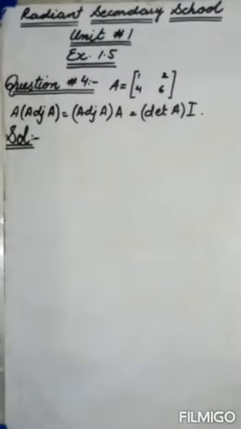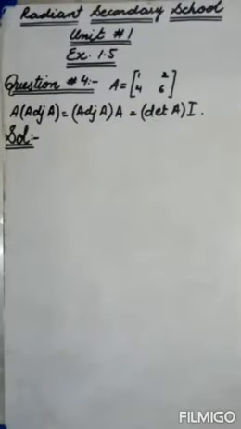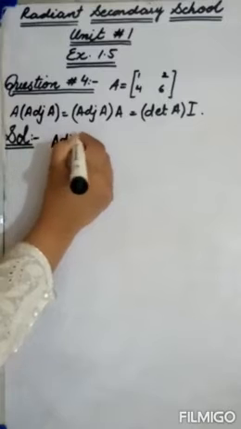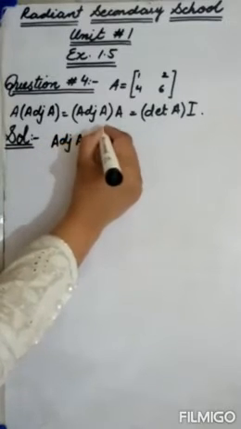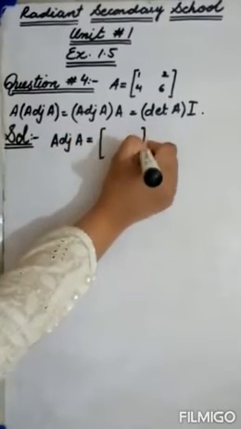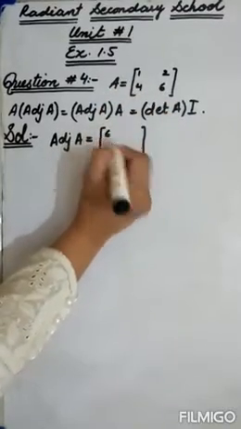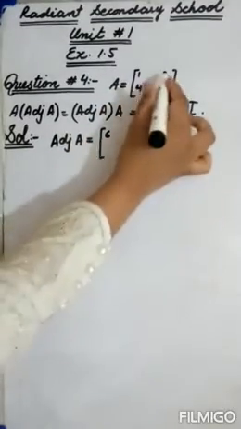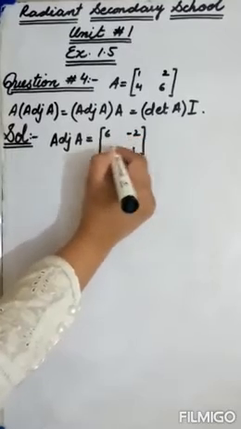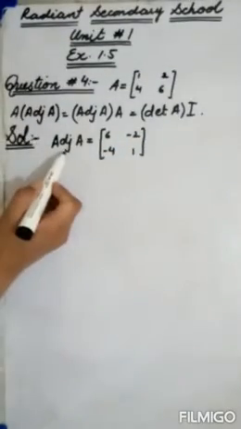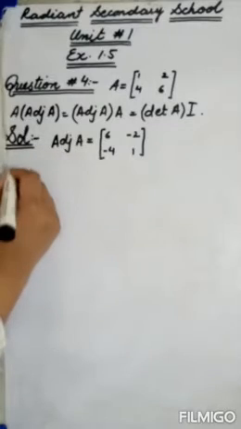First of all, we will find adjoint of A. And you know how to find adjoint of any matrix. This is adjoint of A. You have to change the places of the diagonal entries 6 and 1 and the signs of the non-diagonal entries, -2 and -4. Okay, now we will multiply this adjoint of A with A.